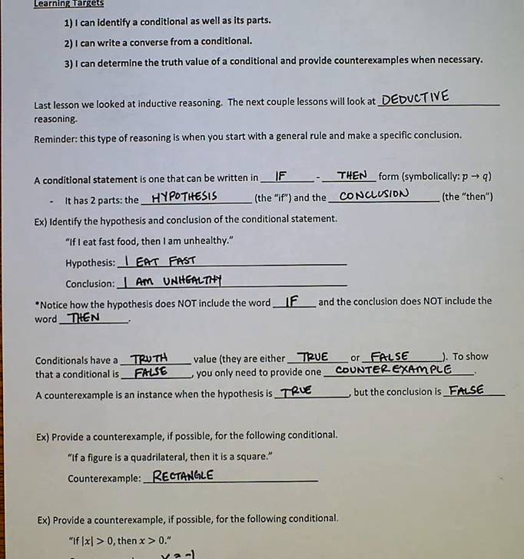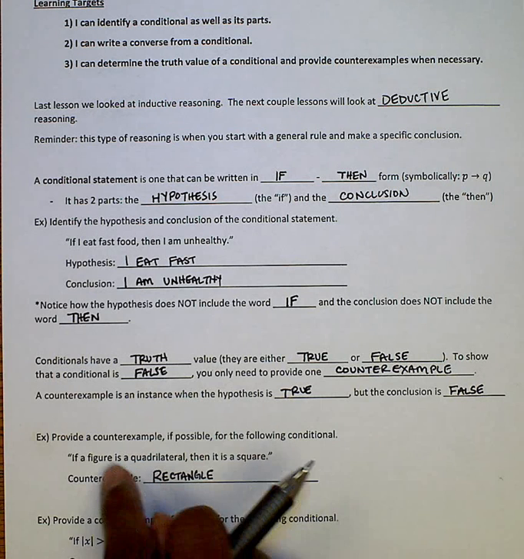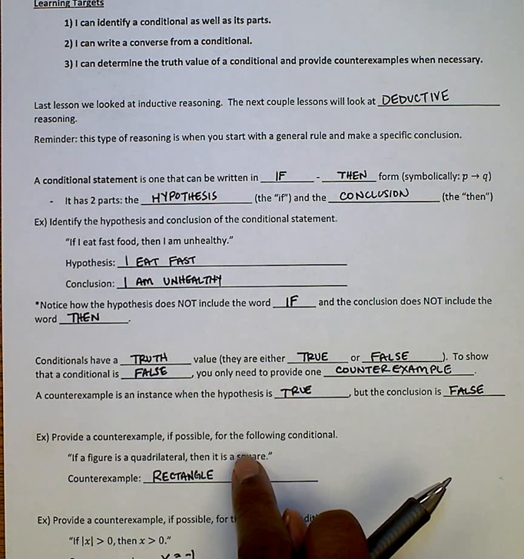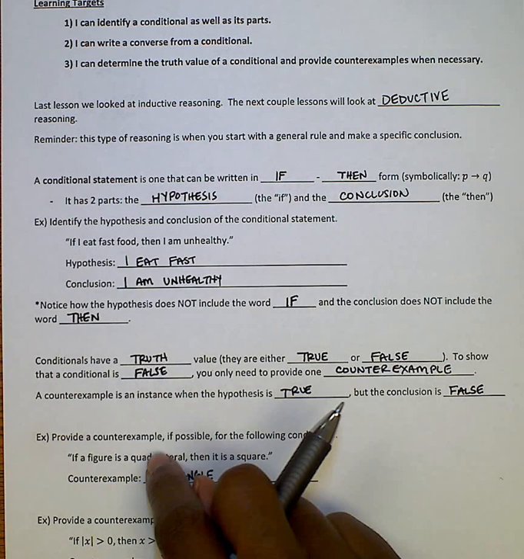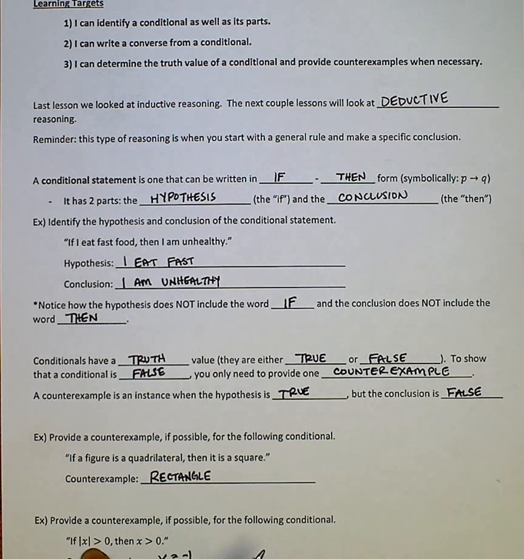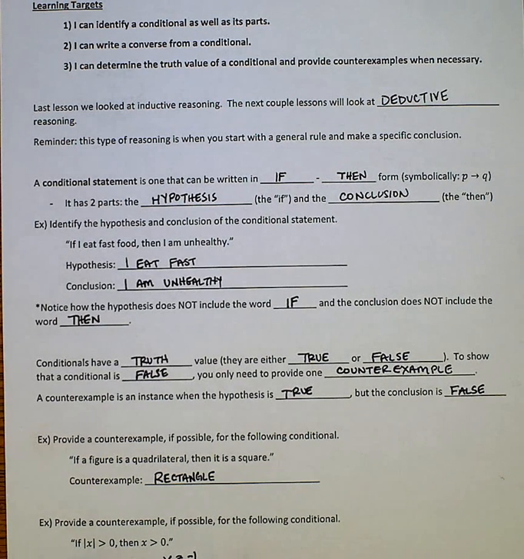So you see that when I say that the hypothesis is true, we're saying this first part is true. If this first part is true, but the second part is false. So we're saying it is a quadrilateral, but it could be a rectangle. Absolute value of x is greater than 0, but x, negative 1, is not greater than 0.